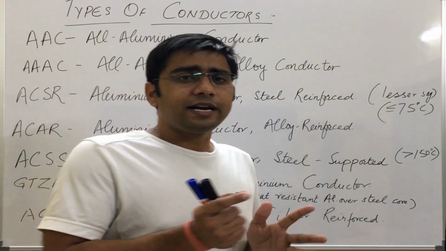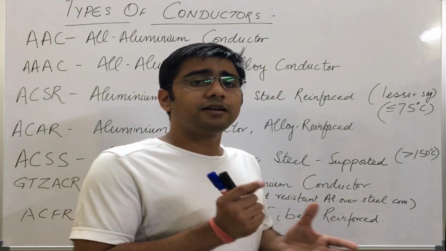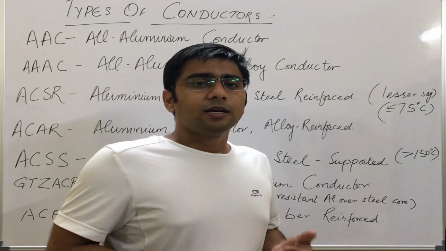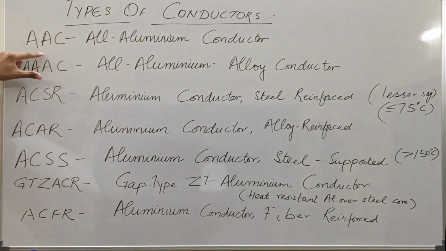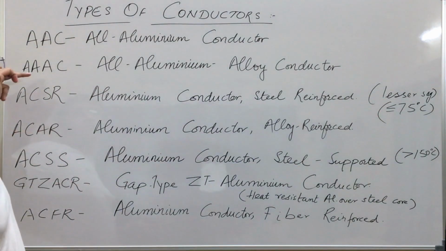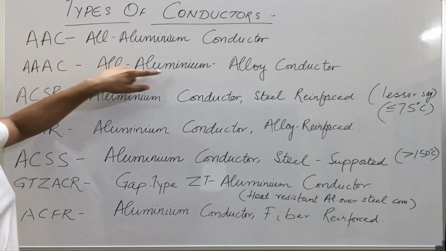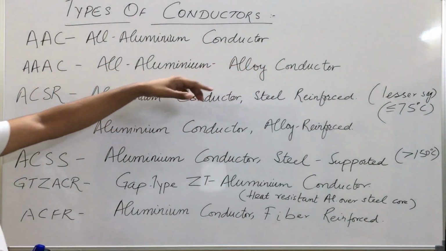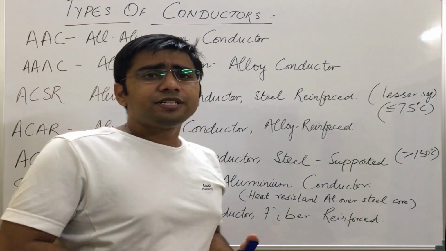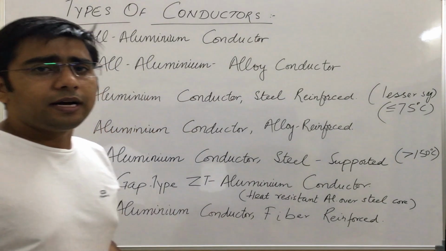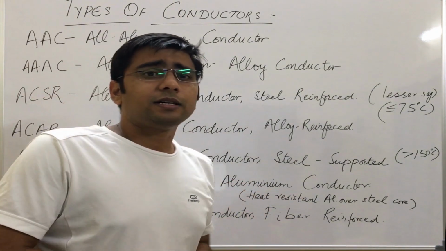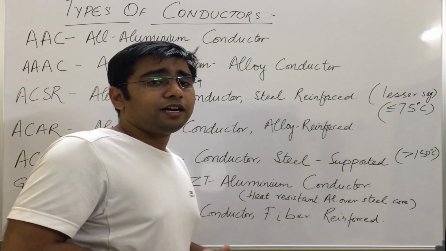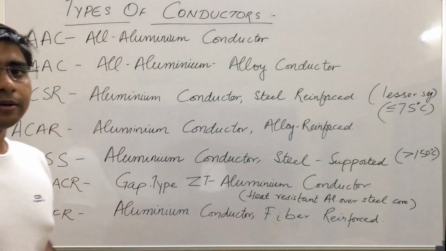When the world shifted to aluminum conductors, the conductors were totally made of aluminum. It means there was nothing inside them, no central strand of steel or something else. All the strands were made of aluminum, and it was termed as all aluminum conductor, that is AAC. Next came AAAC, meaning all aluminum alloy conductor. Instead of aluminum, we started using some alloy of aluminum. It had higher tensile strength. But again, we caught up with various problems in those conductors, and a new conductor came called ACSR.